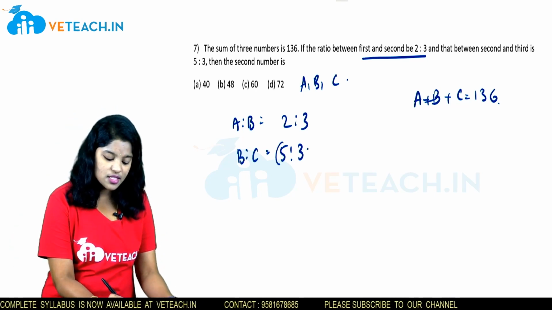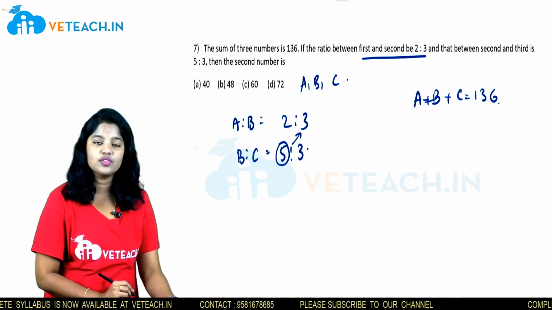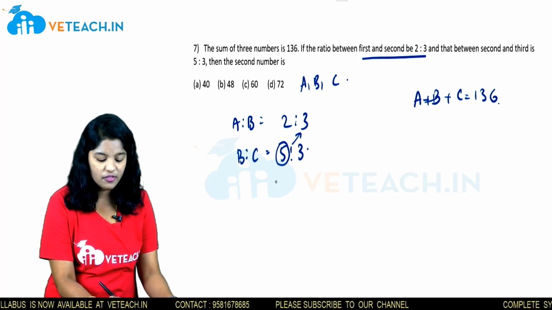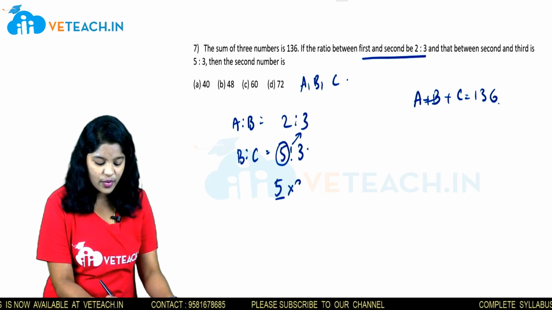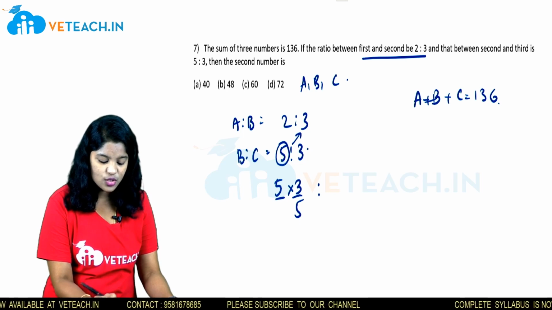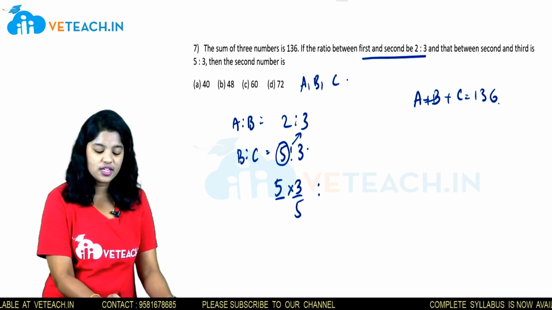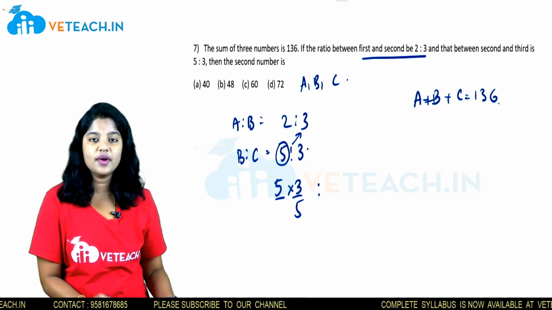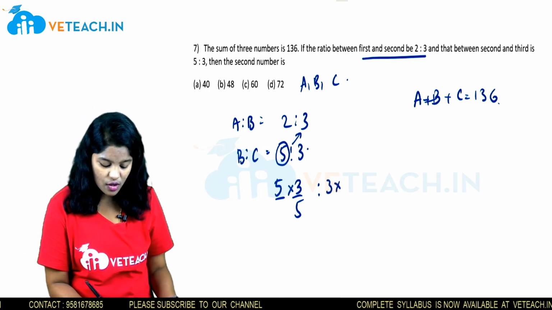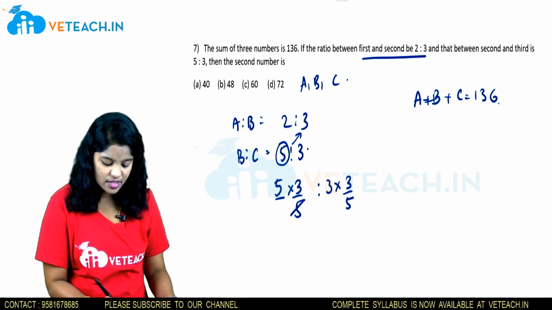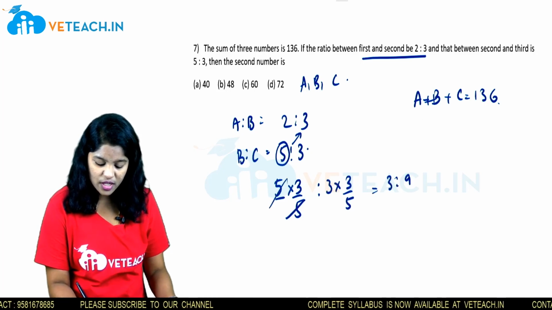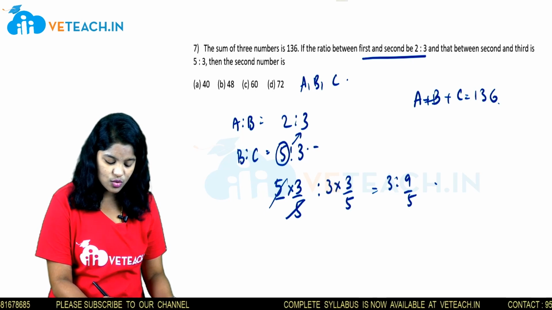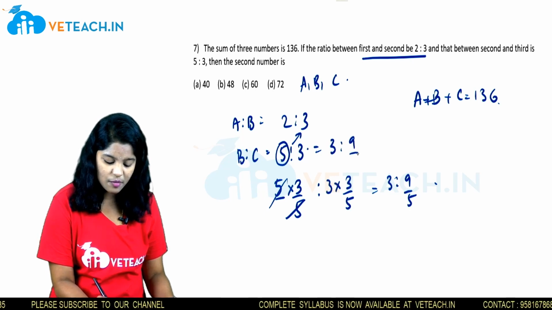So I am making B the common term. When 5 should become 3, we simply multiply it by 3/5. It is in the form of a proportion, that is, a ratio, so both terms should be increased or decreased by the same factor. So this 3 also should be multiplied by 3/5. So it becomes 3:9/5. Now B is to C is 3:9/5.